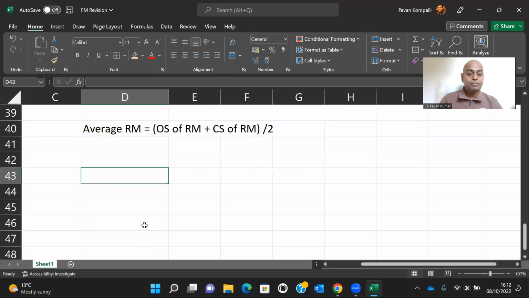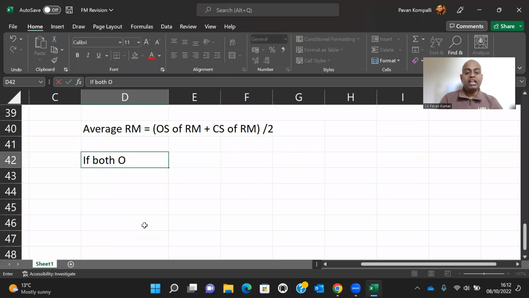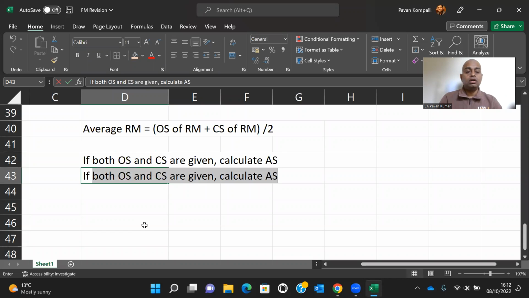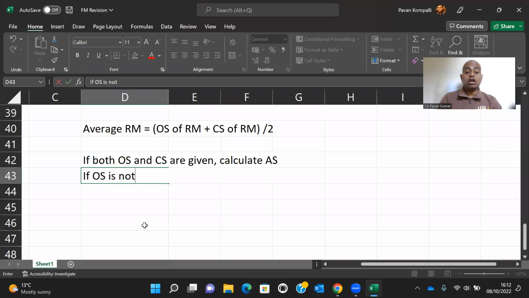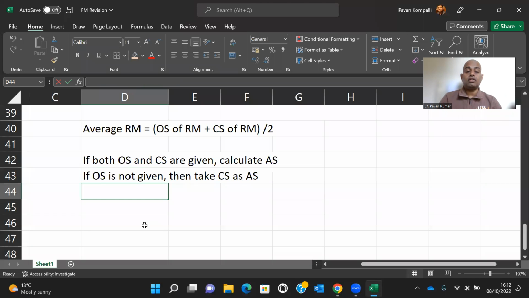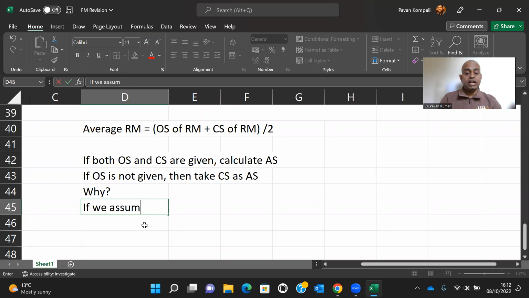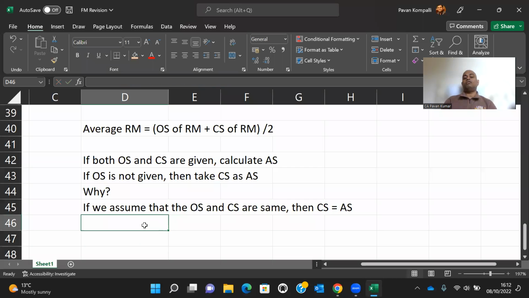So what did I say? If both opening stock and closing stock are given, calculate average stock. If opening stock is not given, then take closing stock as average stock. Why? Because if we assume that the opening stock and closing stock are the same, then closing stock will be equal to average stock. Oh my God. Pavan sir, FM is very easy, Pavan sir. Yeah, I know. If you do not understand, you will complicate it.